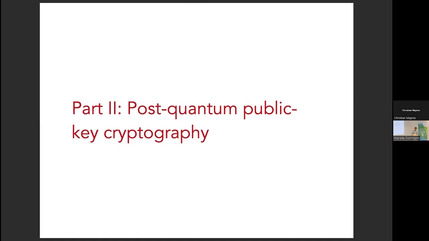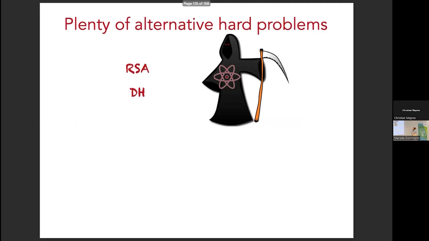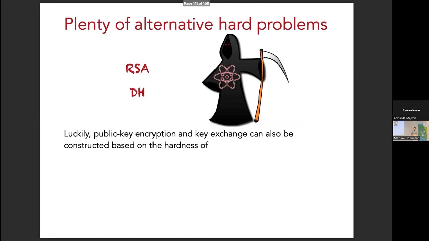Okay, let's move on to the second part. And that's about post-quantum public key cryptography. So in the last many years, there was this standardization process ongoing for post-quantum public key cryptography. And that's what I want to talk about a little in the beginning here. So RSA and Diffie-Hellman are dead, but of course there are other ways to construct public key encryption.